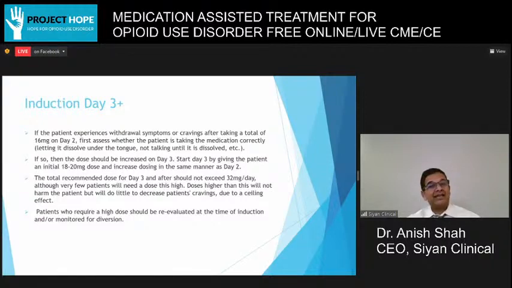The maximum dose I recommend is 32 milligrams a day, and there are very few patients for whom we have used such a high dose. Doses higher than this will not harm the patient, but they will also not decrease the patient's craving, due to the ceiling effect, as I have explained with buprenorphine. Patients who require a higher dose should also be reevaluated at the time of induction and monitored for diversion.